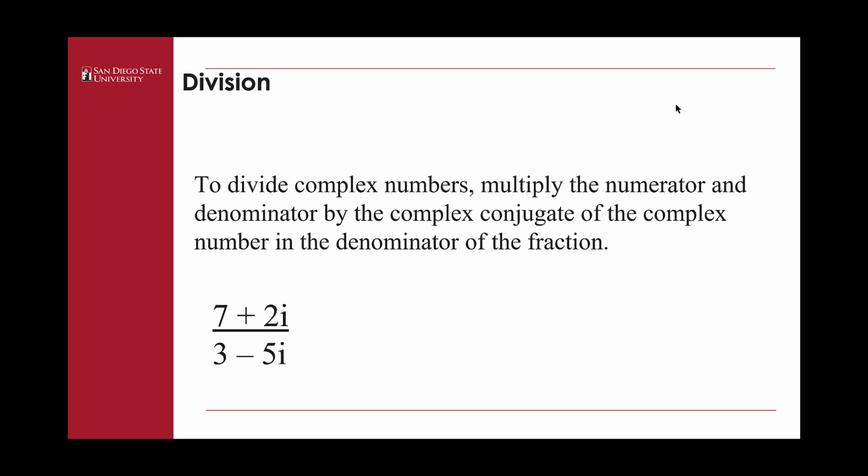Let's divide 7 plus 2i by 3 minus 5i. Here, in order to make this division, we have to find the complex conjugate of the denominator, and since it is 3 minus 5i, the conjugate would be 3 plus 5i, and in this case we have to multiply both the numerator and denominator by 3 plus 5i. This would not change the result, but will help us solve the problem.